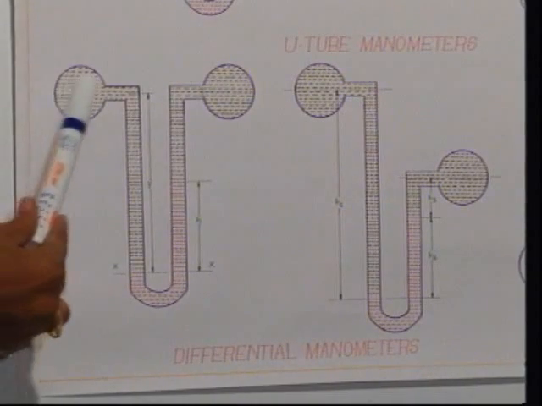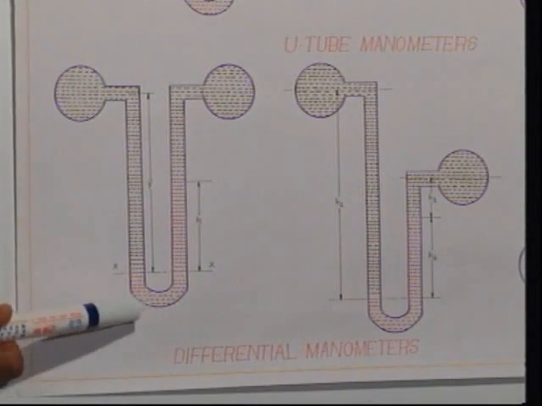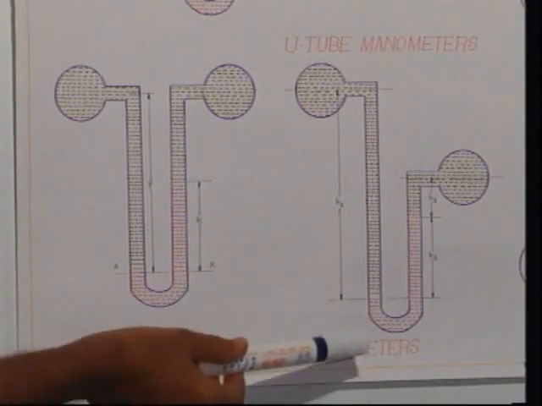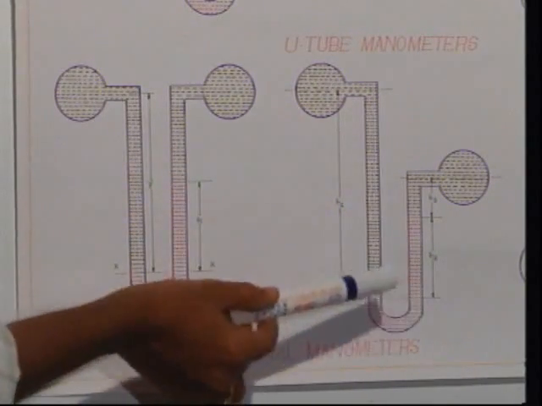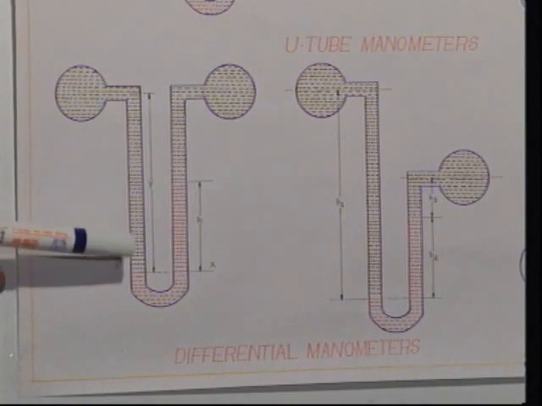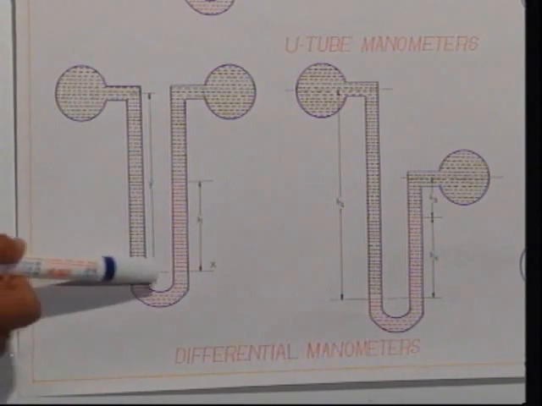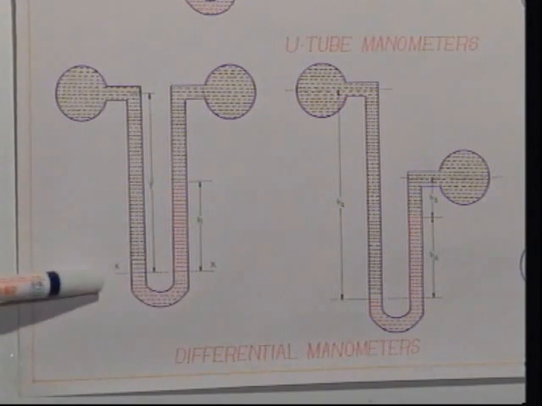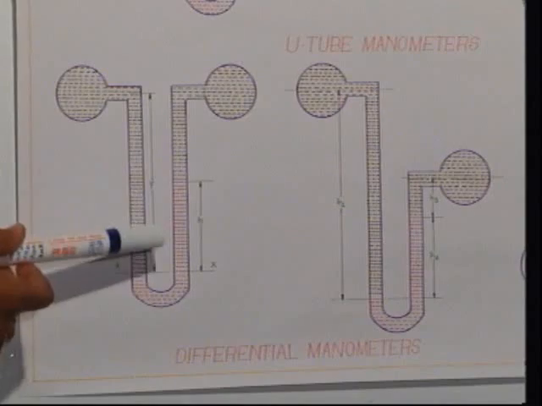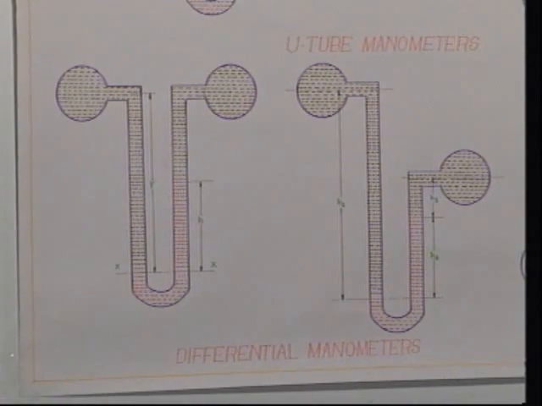If the two pipes are at the same level, then we use this differential manometer. If the two pipes are at different levels, then we use this differential manometer. Here also, for measuring this, we take the distance y from the reference axis X-X, or what we call the datum line. From this datum line, we measure the distances, and using the formulas, we calculate the pressures.